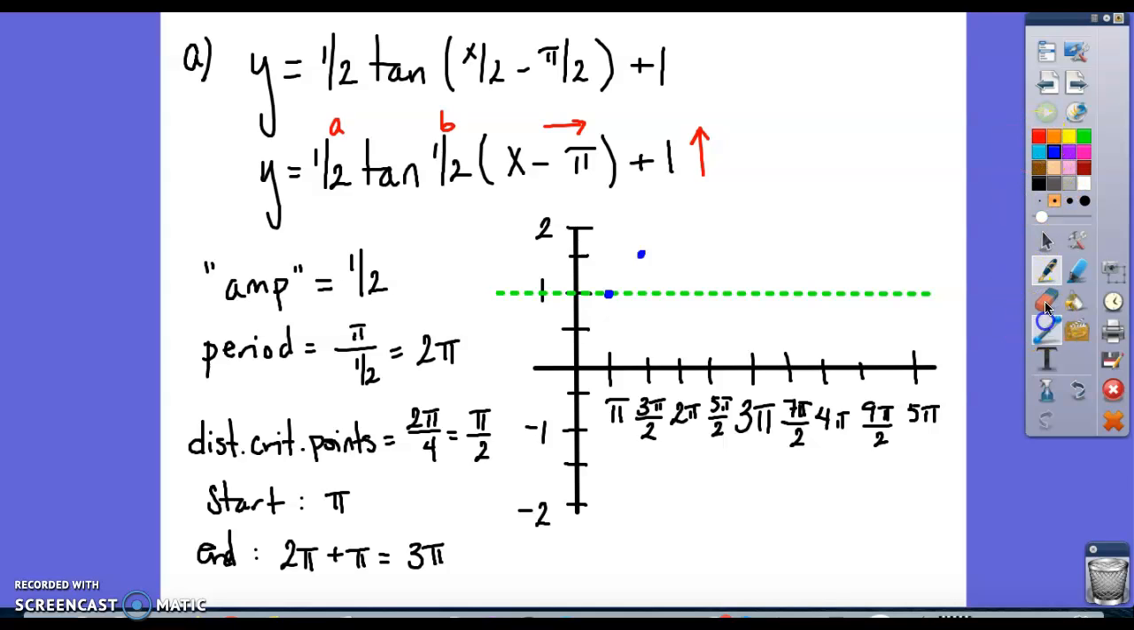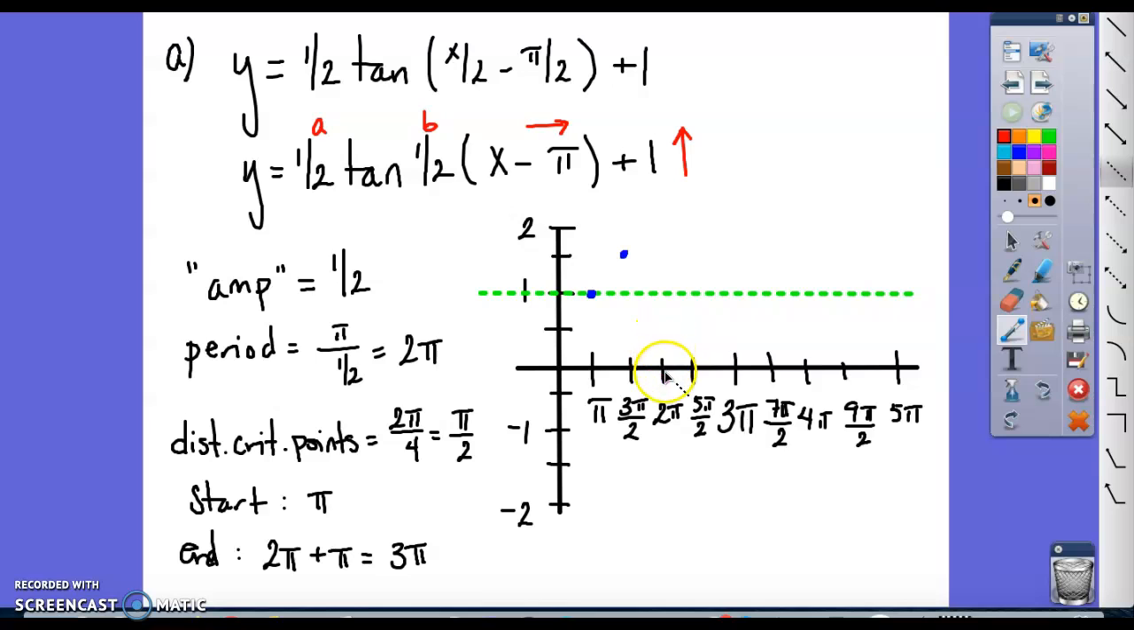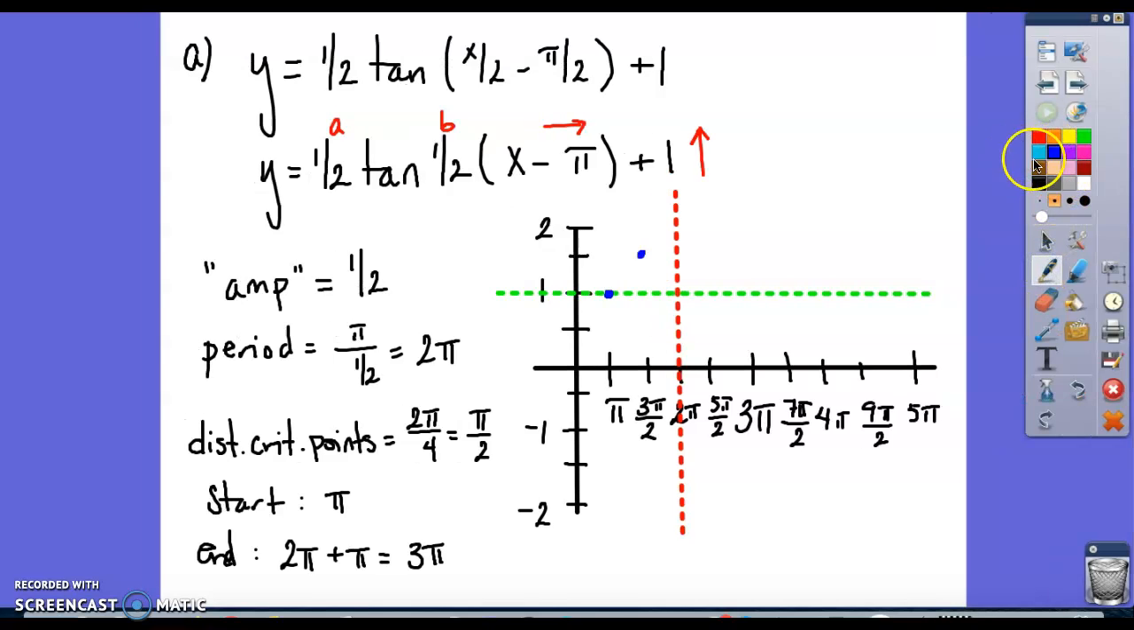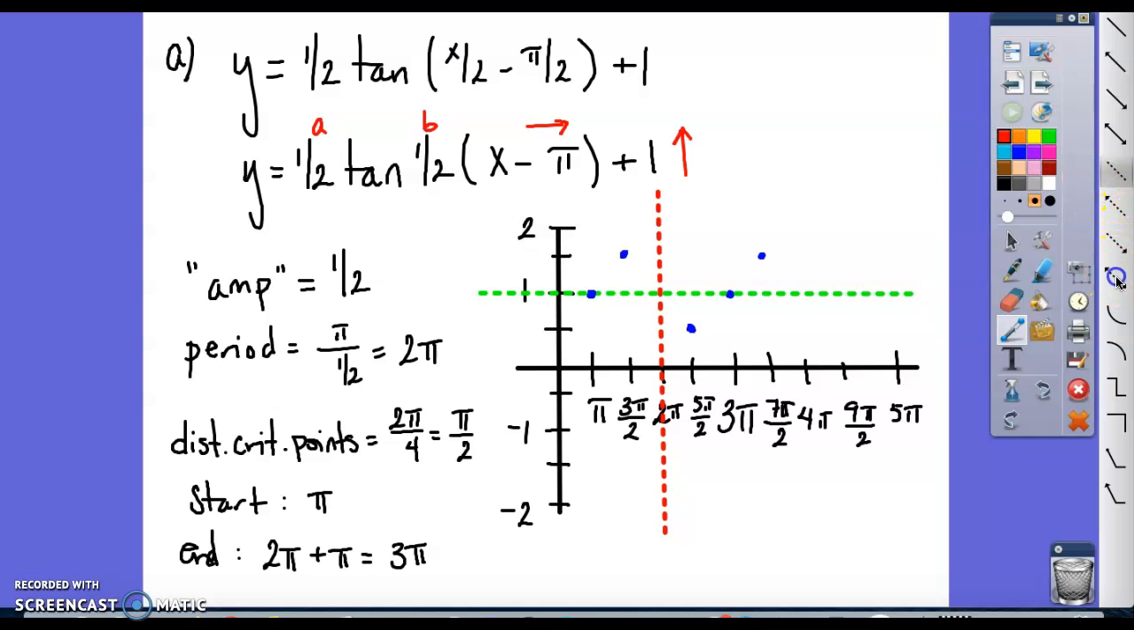Okay, then I have an asymptote. Okay, then I've got an asymptote here. Okay, so then my next point is going to be 1 unit below the midline. Then my next point is on the midline, and then my next point is 1 unit above. And then I have another asymptote. Okay, then I've got another asymptote.